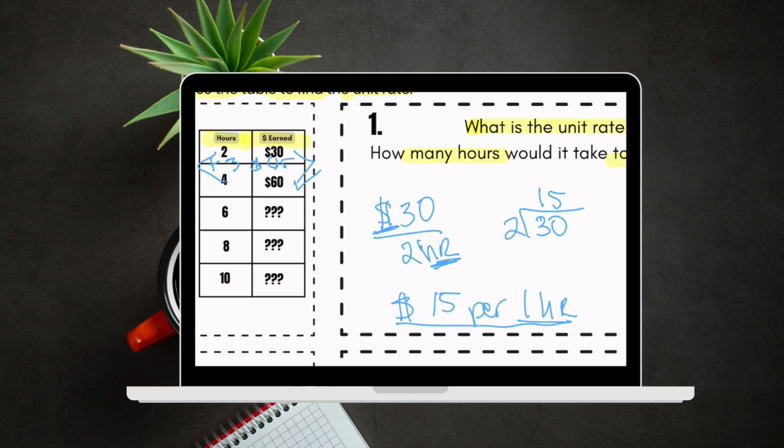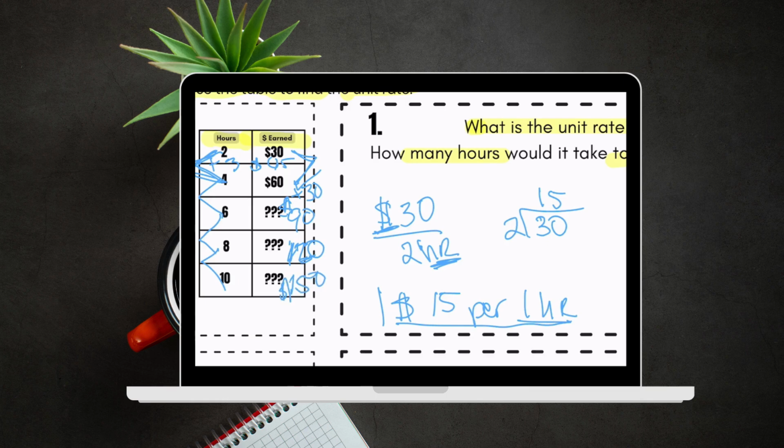Okay, we could also use the pattern that we see here in the table to fill in our missing values, because we see the increase of $30 from 30 to 60, and from 2 to 4 is an increase of 2, and that increase of 2 is consistent. So I know I could just add 30 for every 2 hours, which again lines up with the $15 per 1 hour. And so in 6 hours, that means I would earn $90. In 8 hours, I would earn $120. And then in 10 hours, I would earn $150.